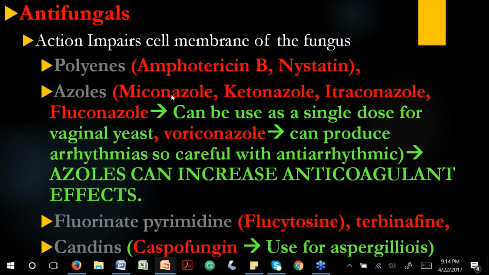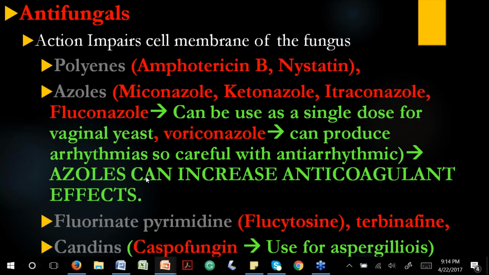The azoles are miconazole, ketoconazole, itraconazole, and fluconazole. All azoles are the same group. They can be used for systemic infections and some of them for superficial. We are going to talk about each of them in the next few moments. One thing I want you to remember is that azoles increase the anticoagulant effect.